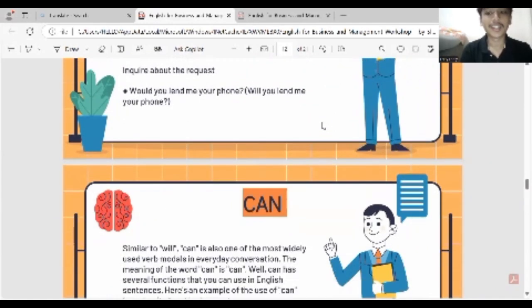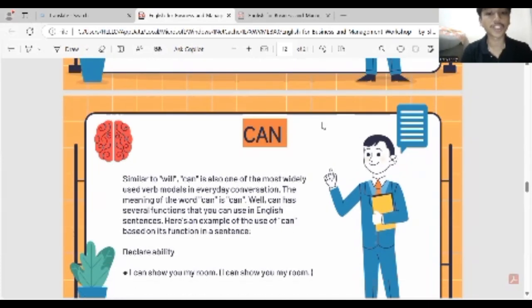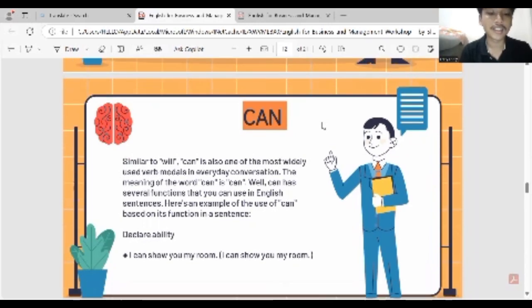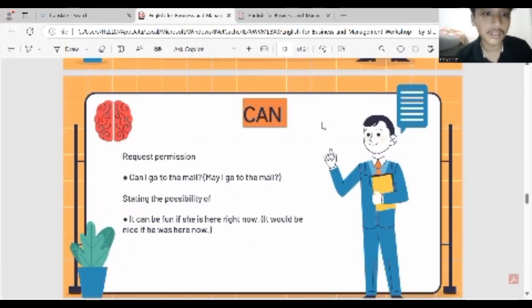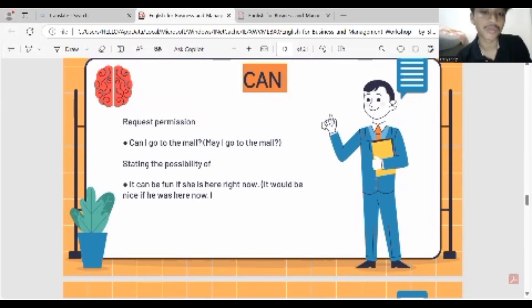Third modal verb is can. Similar to will, can is also one of the most widely used modal verbs in everyday conversation. The meaning of the word can is bisa. Can has several functions that you can use in English sentences. Here are examples of the use of can based on its function. Declaring ability: I can show you my room. Requesting permission: can I go to the mall? Stating a possibility: it can be fun if she is here right now.